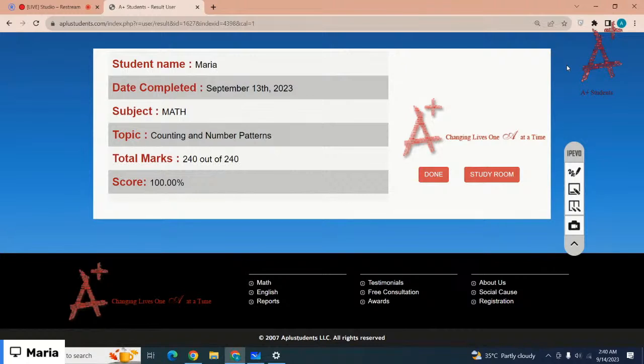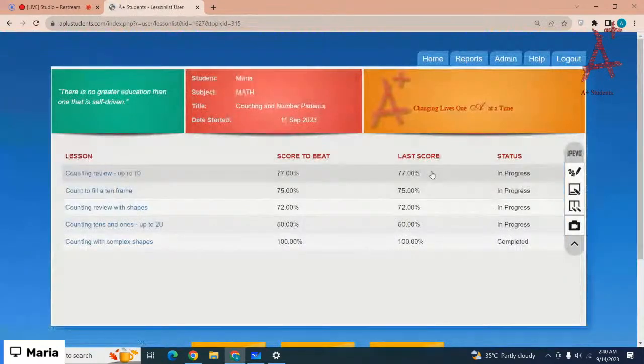So we are done with the lesson, and also we are done with chapter 1, counting in number patterns. We are done with the chapter. So that's your homework: to complete all 3 lessons we did today. They are counting review with shapes, counting tens and ones up to 20, and counting with complex shapes.